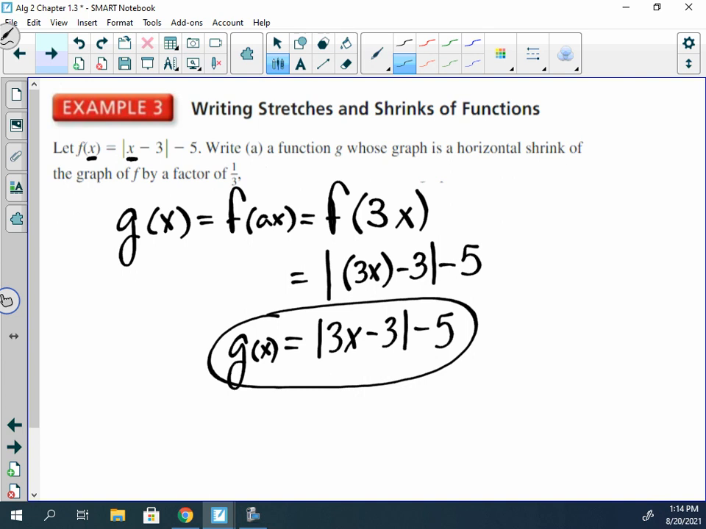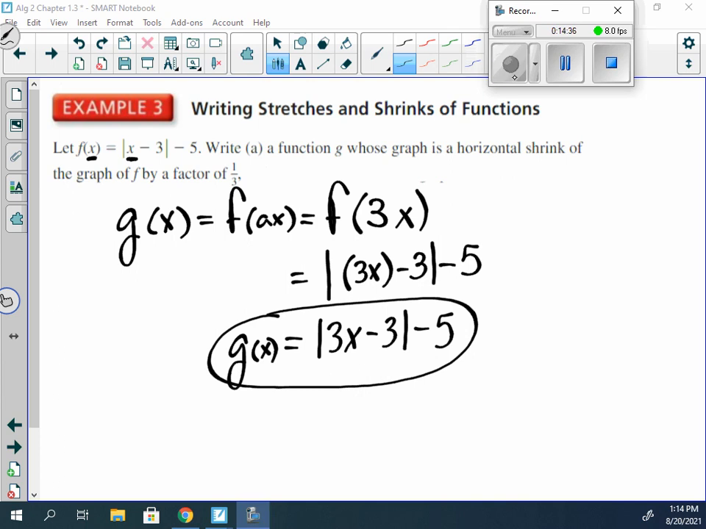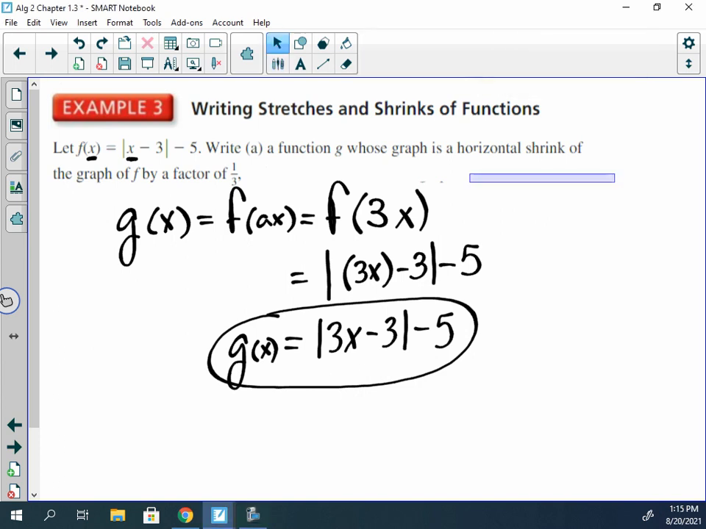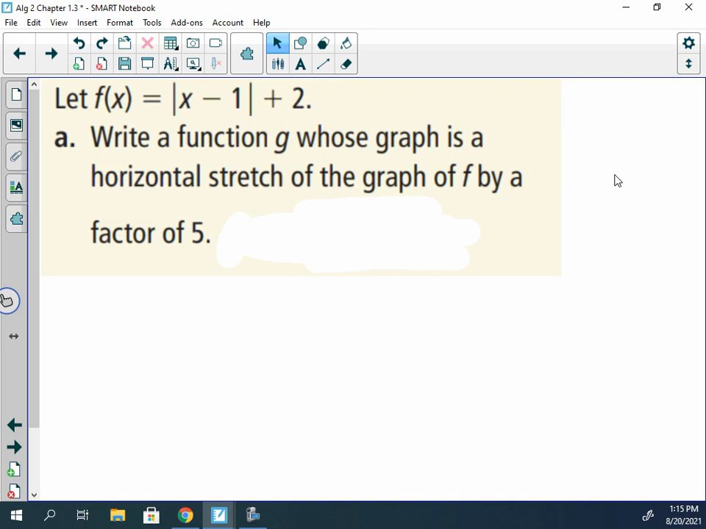Was this easier than vertical stretch or shrink? I mean, we didn't have to distribute. We didn't have to worry about multiplying through. It's just replacing that one part. So that's it. Once we get past that, it's not that bad. It's just that one step of making sure to remember to flip it for horizontal. And that's it. Any questions on this here? All right. Well, let's look at another one.